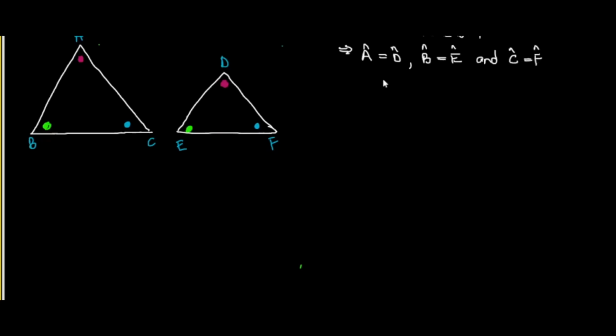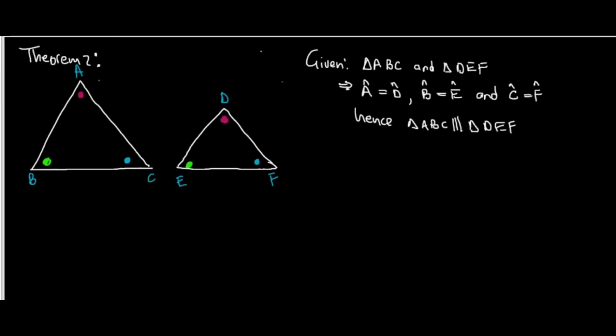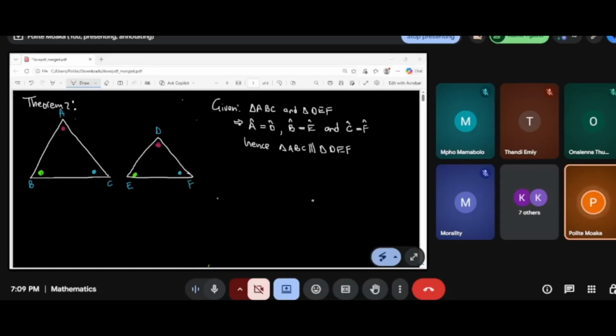If this is the case, we can conclude and say these 2 triangles, triangle ABC and triangle DEF, are similar. What will be the reason for that? Can someone please tell us the reason? Why are we saying that these 2 triangles are similar? Can someone please help me with that? What will be the reason for that?